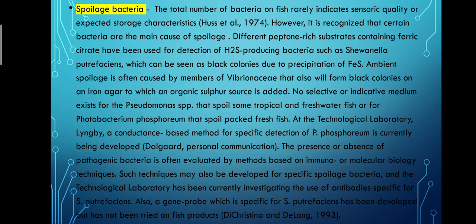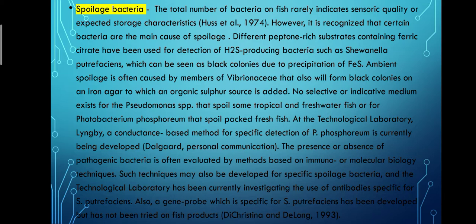Different peptone-rich substrates containing ferric citrate have been used for detection of H2S producing bacteria such as Shewanella putrefaciens, which can be seen as black colonies due to precipitation of FeS, iron sulfide. Ambient spoilage is often caused by members of Vibrionaceae that also will form black colonies on an iron agar to which an organic sulfur source is added.